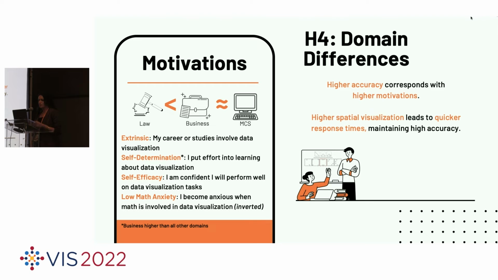So we thought that these things could explain why business outperformed law and political science in accuracy across subconditions, because they place a high value on being accurate, while math and computer scientists might also place a high value on it.